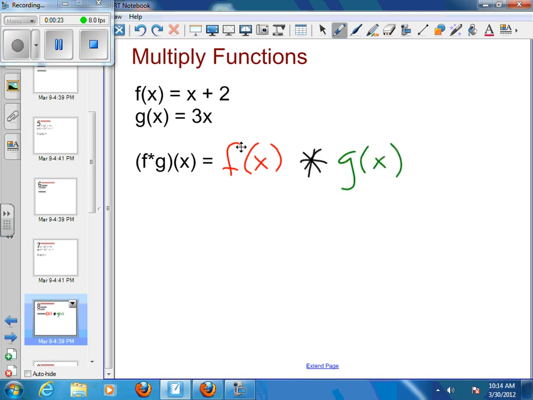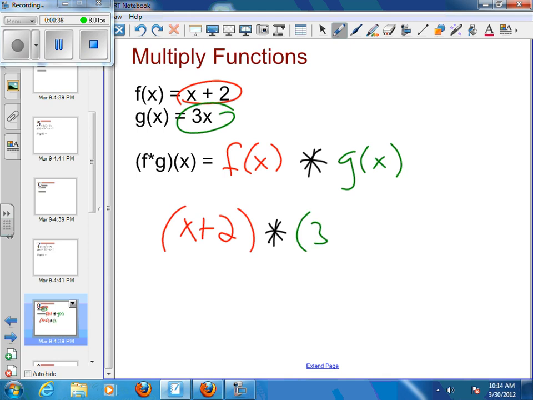So I'm going to take my f of x, which is this x plus 2. Again, I like to keep things in parentheses so we can see everything that we're going to do with that function. And I'm going to multiply that by my g of x, and my g of x is just this 3x.